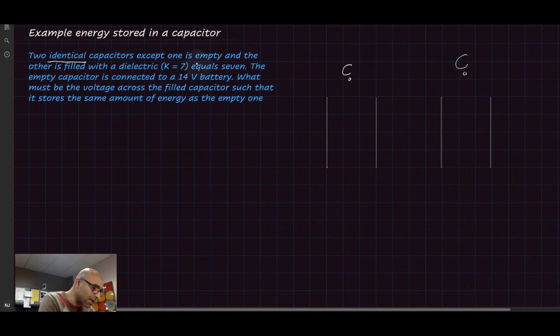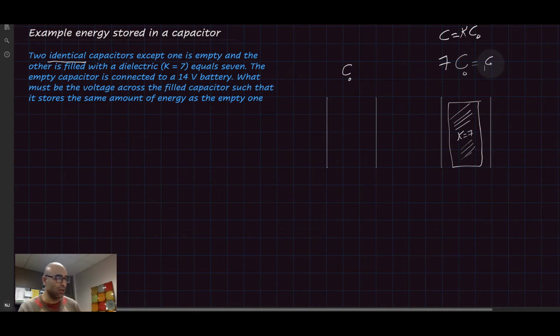Except it says one is empty, so I'm going to assume this one is empty, and the other one is filled with a dielectric constant material. So there's a dielectric slab in this one, and kappa for this one is equal to 7. So if this was C0, we know that C is equal to kappa times C0. So basically, this is not C0 anymore. This is equal to 7C0, and that's what we need here, okay?